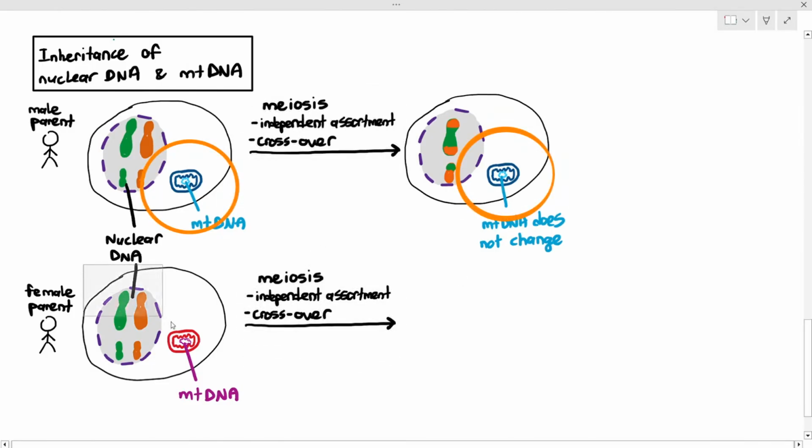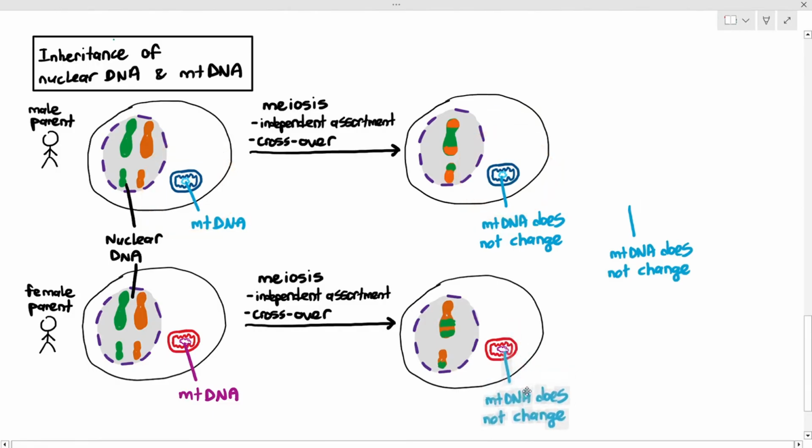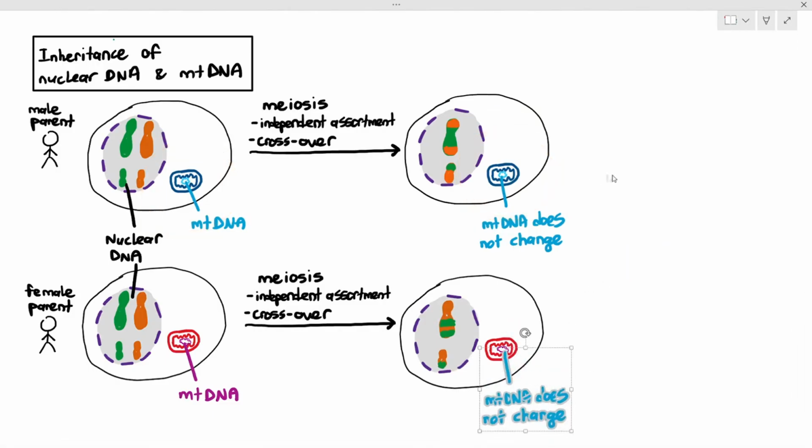For the female parent as well, when they undergo meiosis to produce the gamete, the nuclear DNA will change, because from diploid it becomes haploid, and from crossover and independent assortment, the base sequences in the chromosomes will be slightly different in the nuclear DNA. But interestingly, the mitochondrial DNA for the female parent also does not change in the gamete. So for the male gamete, the mitochondrial DNA is exactly the same. For the female parent, the two mitochondrial DNA are also exactly the same.